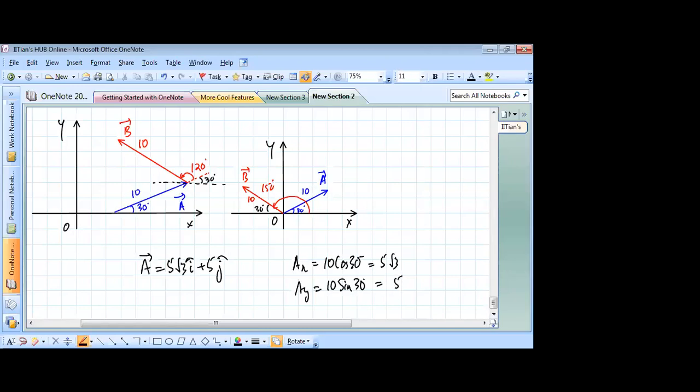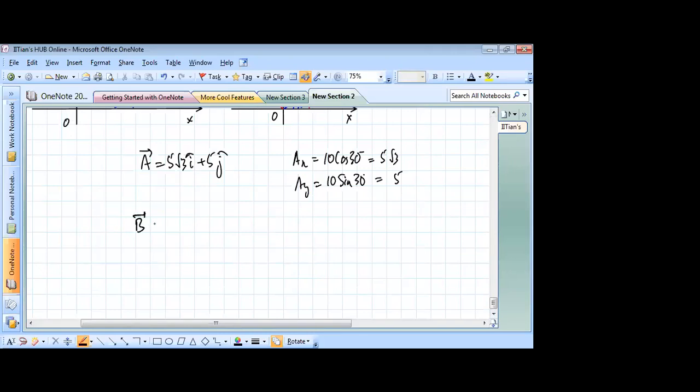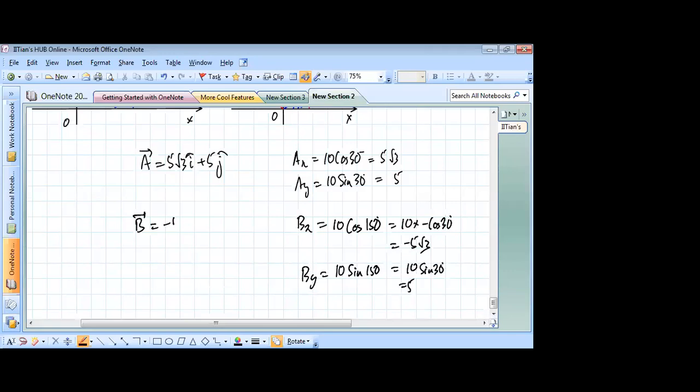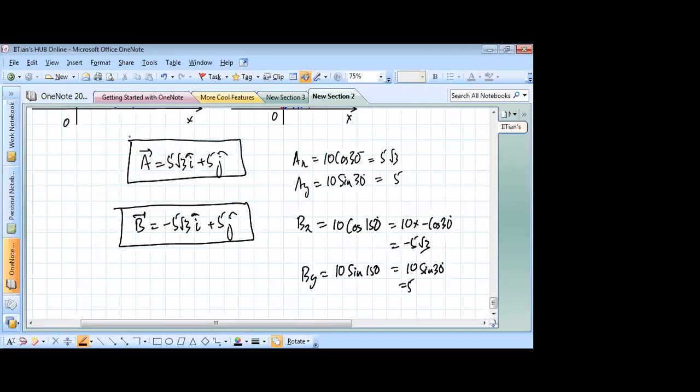But what about the vector B? So for the vector B, you have to understand B's x component is 10 cos 150. So that is 10 into minus cos 30. So that is minus 5 root 3. Whereas B's y component is 10 sine 150, which is 10 sine 30, which is 5. So B is minus 5 root 3 i cap plus 5 j cap. Okay, this is just writing a vector in component form when you know the magnitude and the angle with respect to the x-axis.